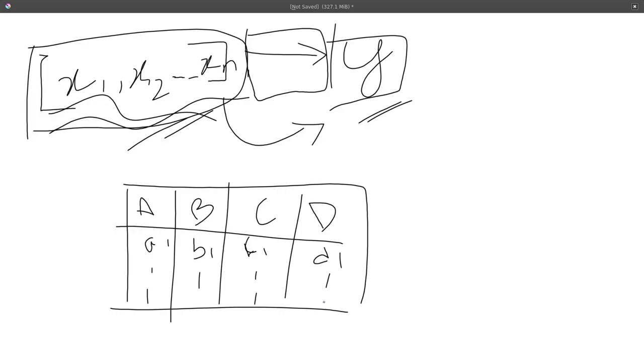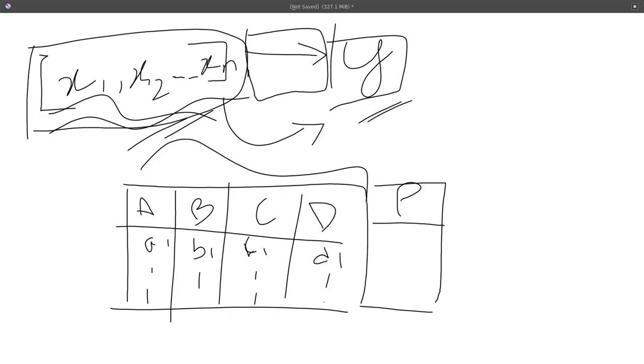Given these features, there's another column present in that table. Let's call it p, because p is for prediction. Given all these values, we have something p that we actually want to find. So p can be, let's say, p1, p2, and so on. All these values we want to find.